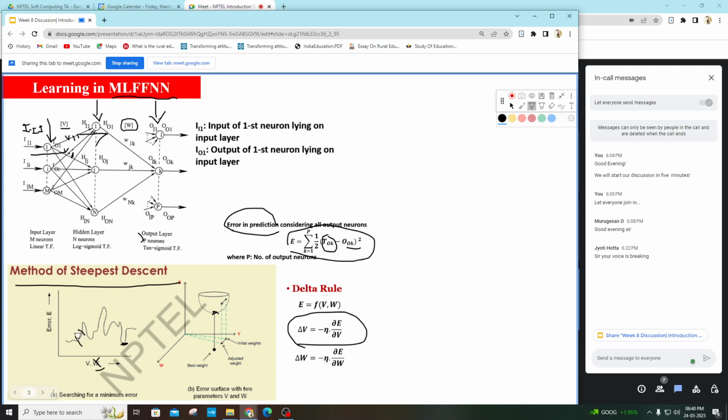Again I am repeating, if this is your slope, this slope is increasing. If we increase V in this portion, our error will increase. That we do not want. We want, if the slope increases, our error should decrease, right? So for that we are putting this minus sign. And what is this eta? Eta is the learning rate. So what is the significance of the learning rate?